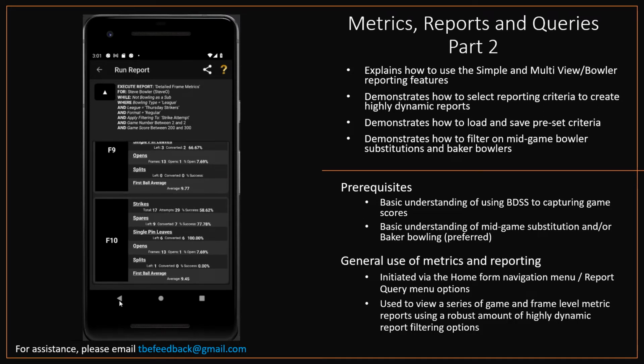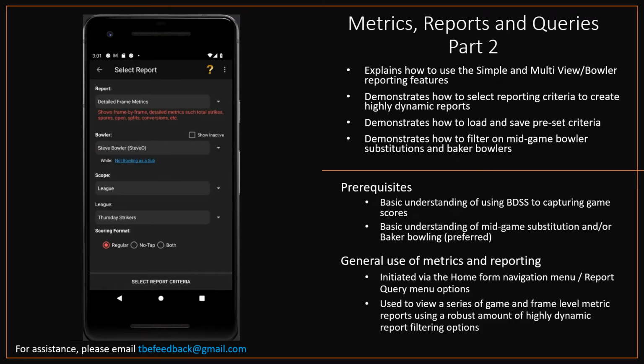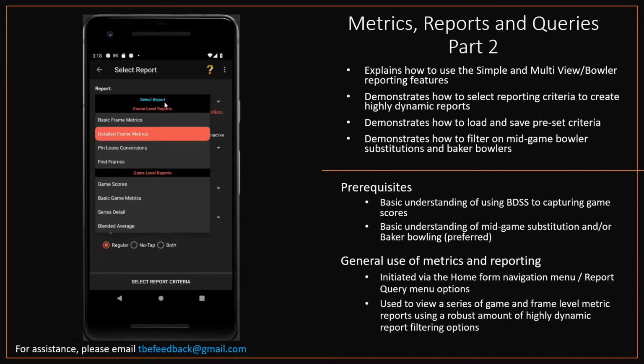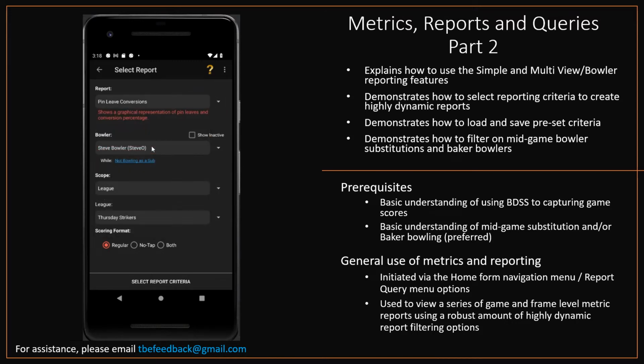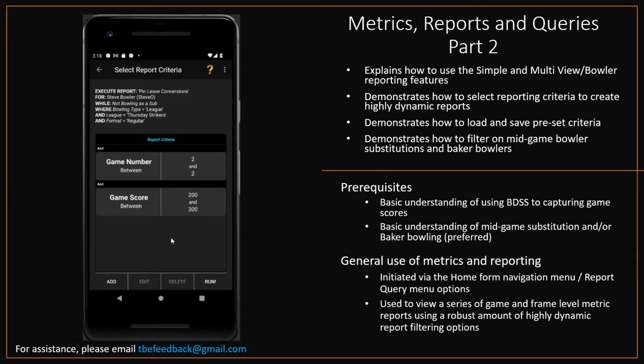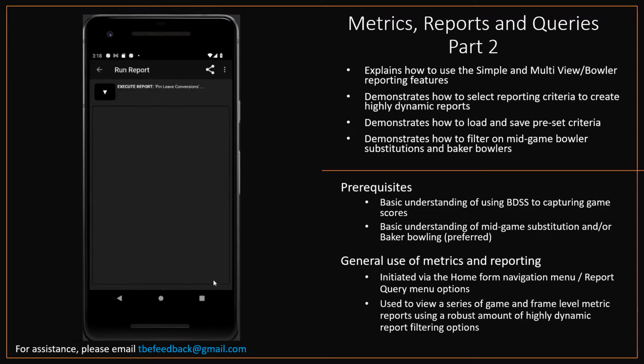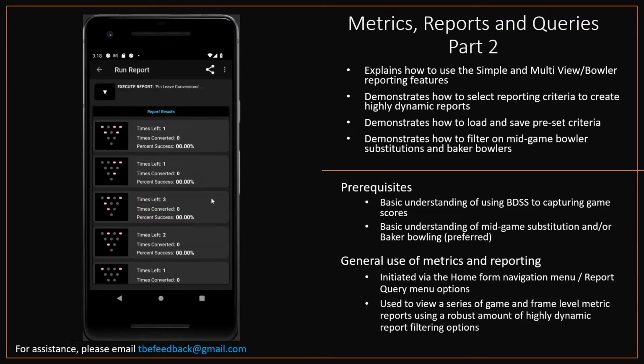Okay, now let's go back to select report. Now let's take a look at the select pin leave conversions report. Click select report criteria. I'm going to leave the same criteria for now and just click run. And this is the pin leave conversions report.